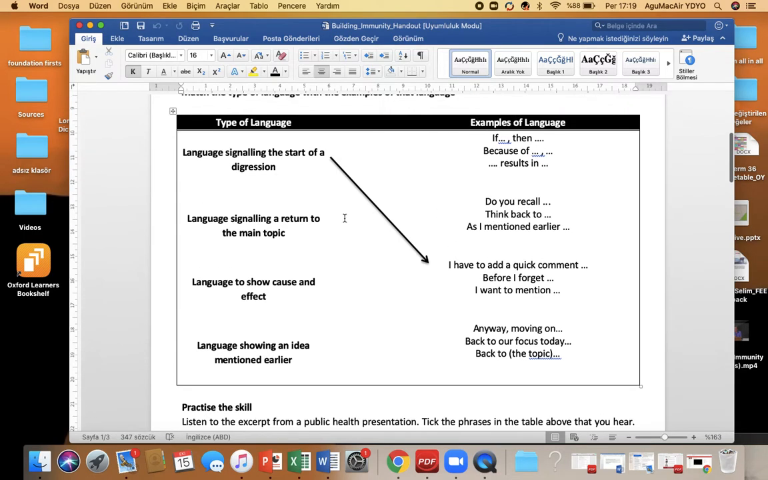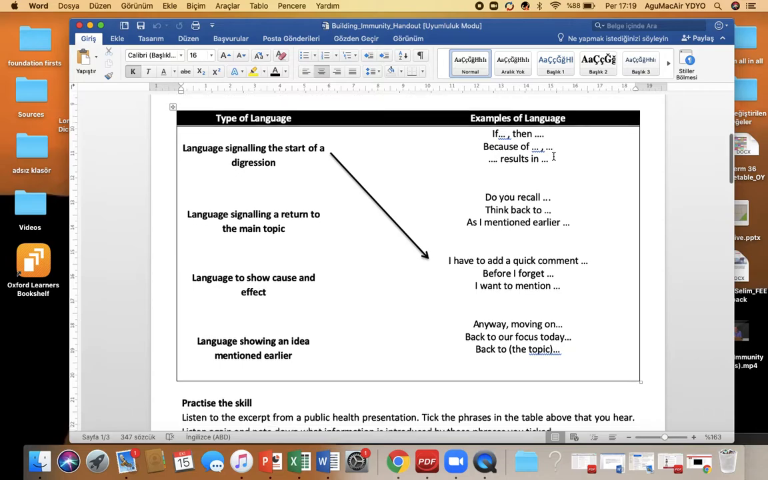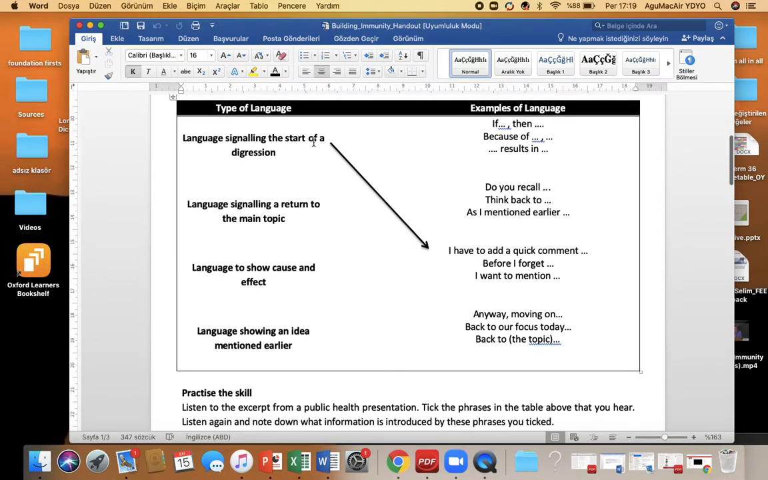So let's look at them. We have if, then, because of, and results in, some phrases like that. It's a sample actually. We have this answer: language that signals the start of another topic, like a digression. I have to add a quick comment before I forget. I want to mention... So these are like the start of a digression.